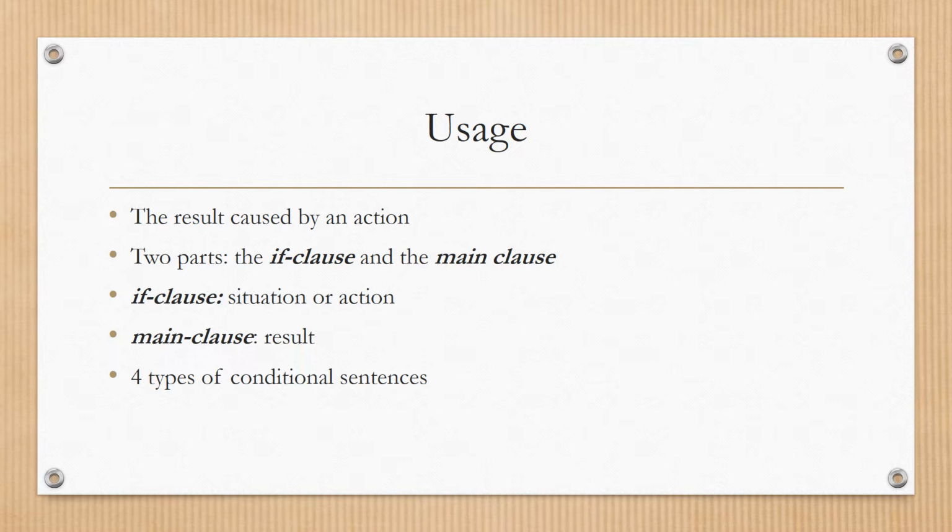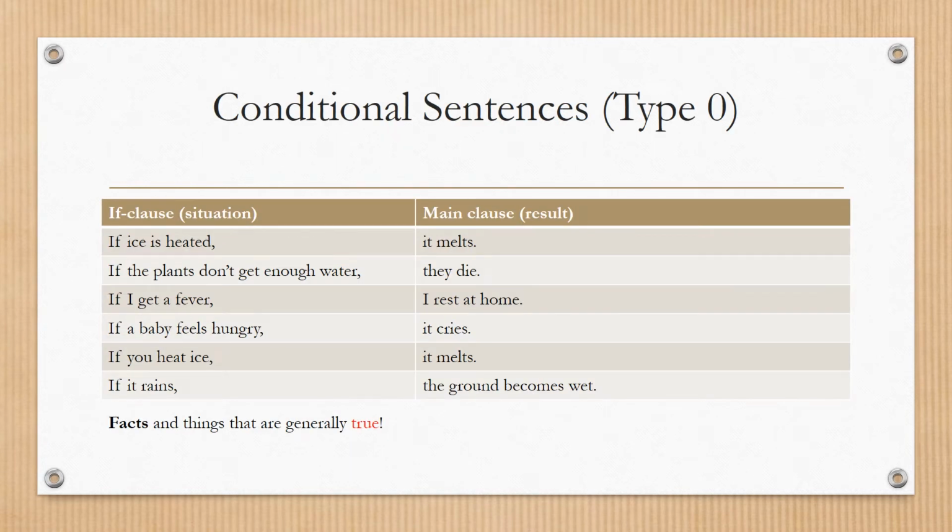As I said before, there are 4 types of conditional sentences. So here in this lesson, we mainly talk about conditional sentences type 0. Now, let's look at these examples. As you can see, there are 2 parts in each conditional sentence, the if clause and the main clause.